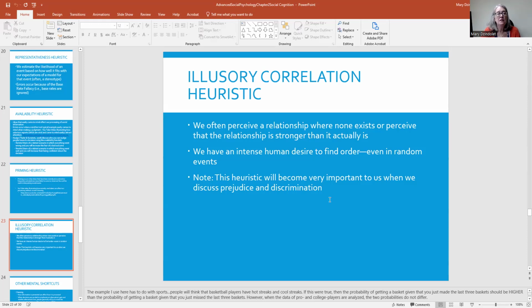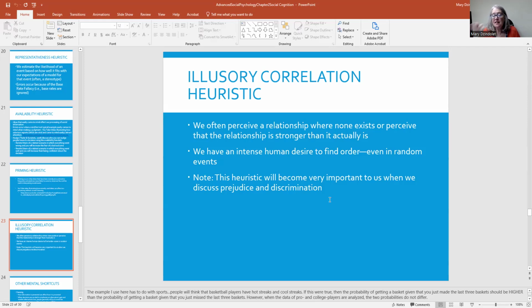And this is because we as human beings are amazing pattern finders. We seek out looking for patterns all the time. It's what we love to do. Our mind is seeking out patterns, and we will find them even in random events. Okay, and this particular heuristic is going to become really important when we talk about stereotype, prejudice, and discrimination.